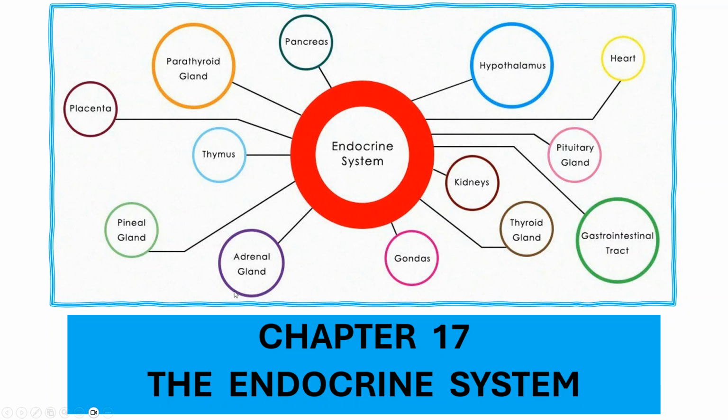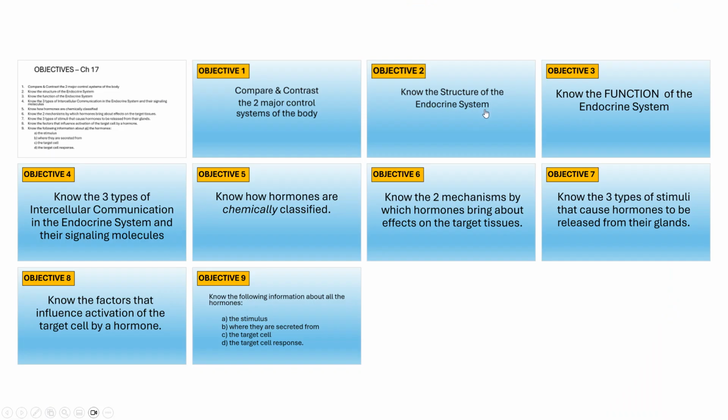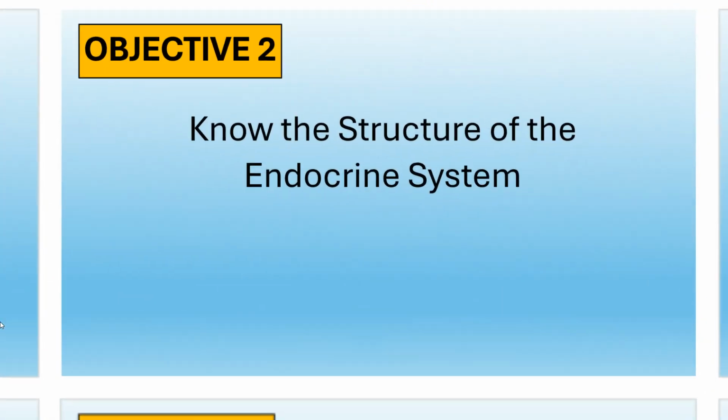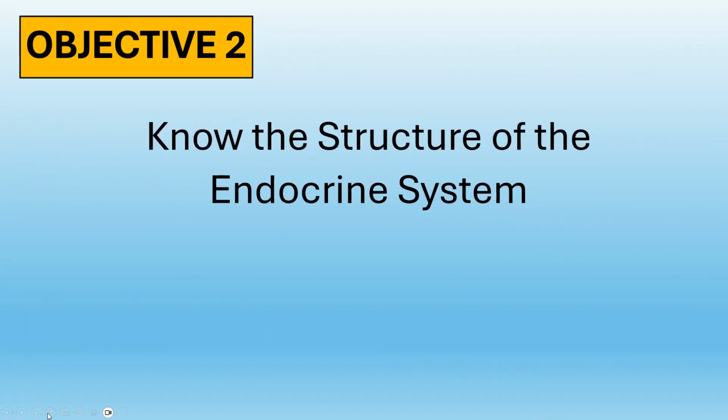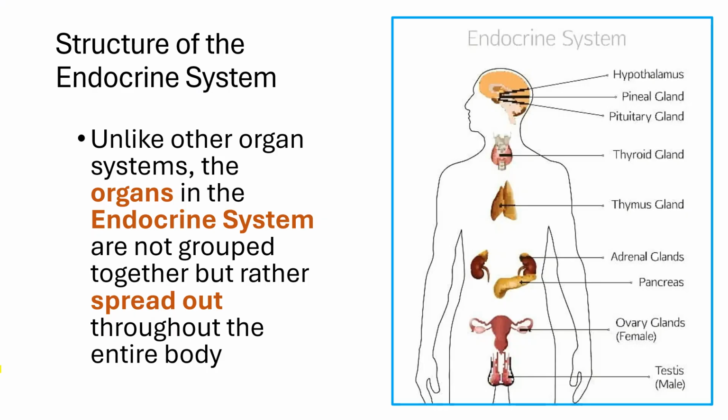This video is going to go over Chapter 17, Objective 2, where we're going to look at the structure of the endocrine system. So basically, the structure of the endocrine system is going to contain a lot of organs.